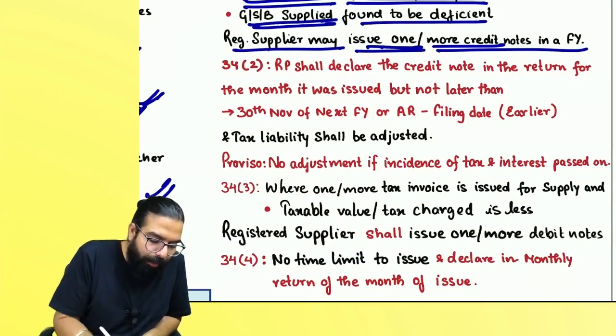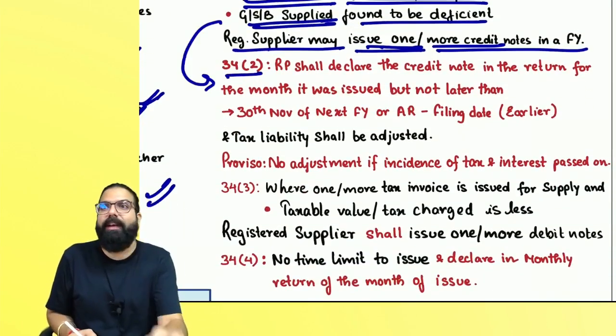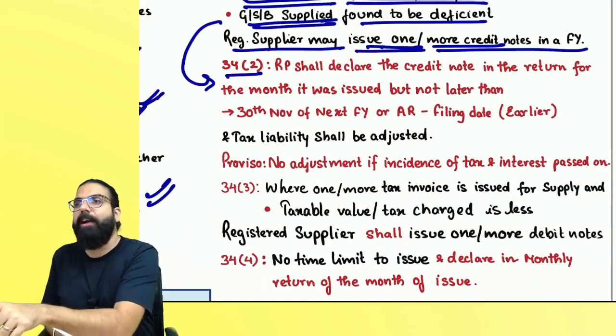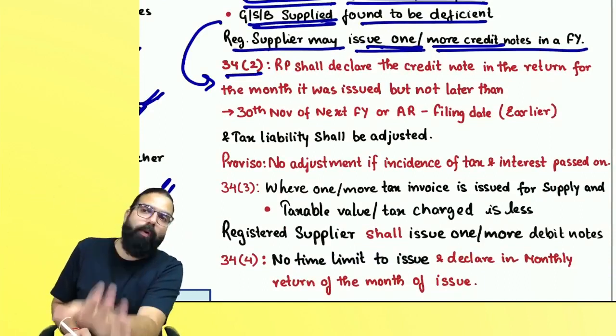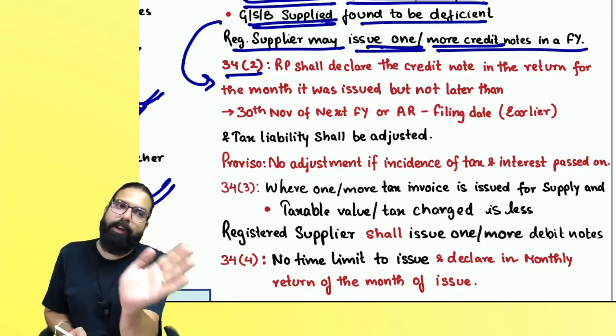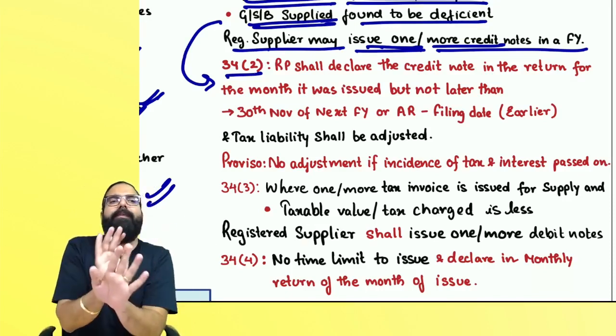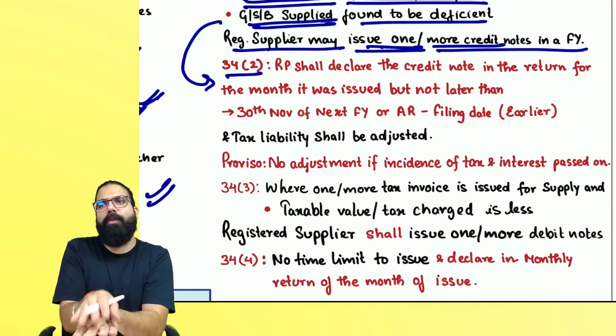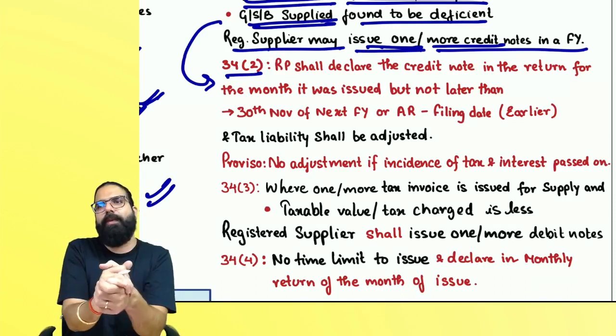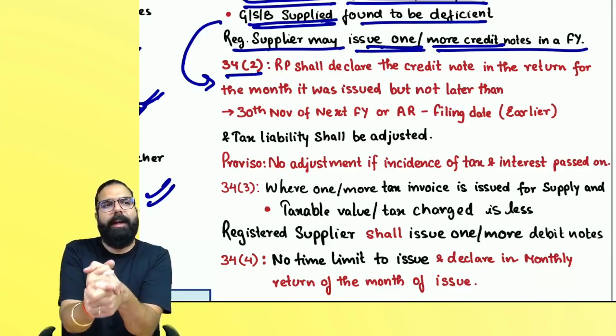Remember one thing, the maximum time limit: section 34(2) says a registered person who has issued a credit note should declare it in the return for the month when the credit note is issued. So if I issue a credit note in the month of January, when I file the January return by 20th February, I should disclose the credit note over there.